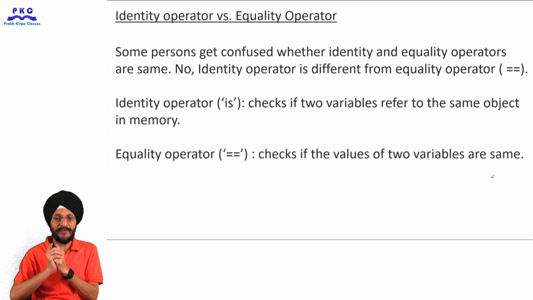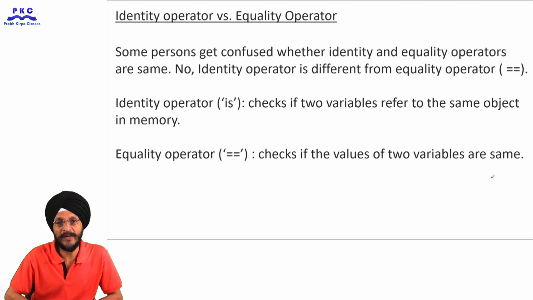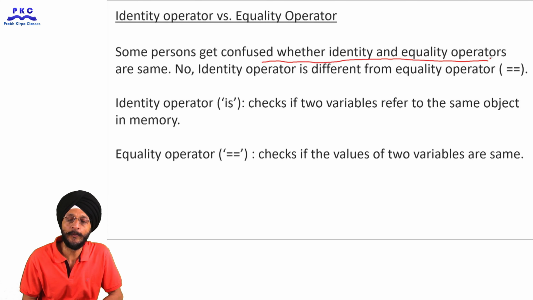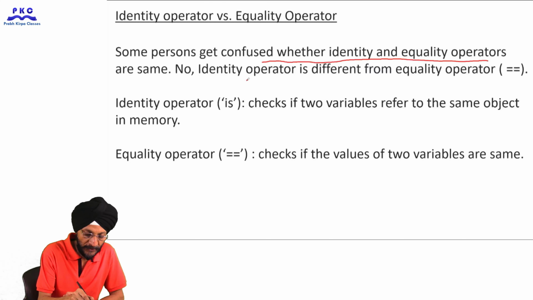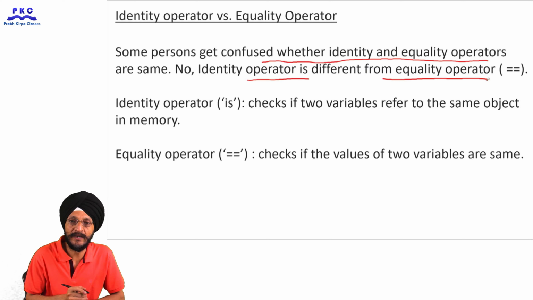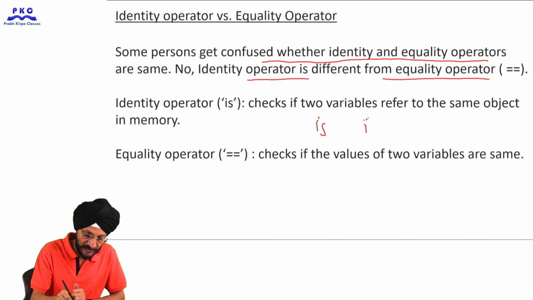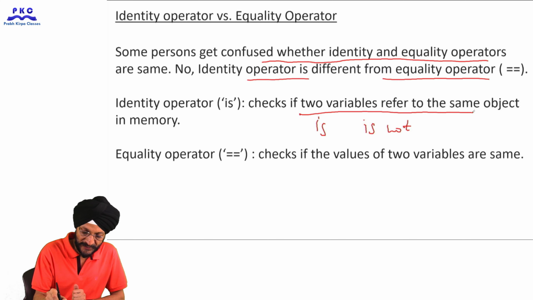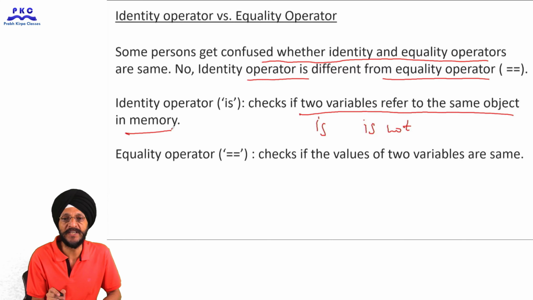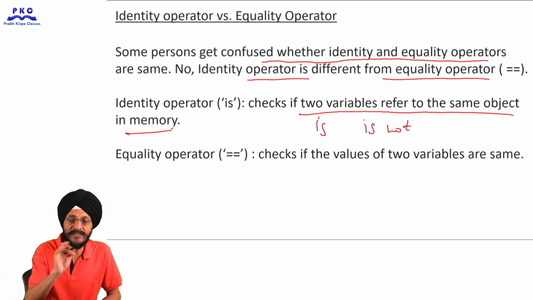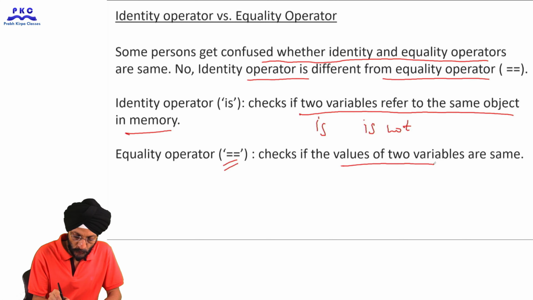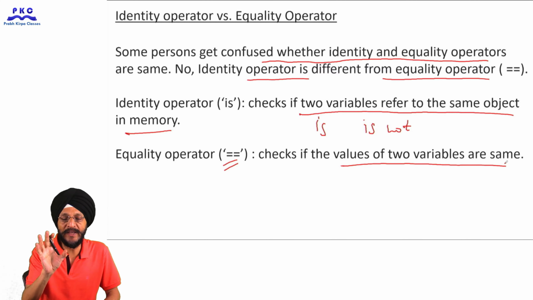Now we will understand the difference between identity operator and equality operator. Some persons get confused whether identity operator and equality operator are the same. The answer is no. Identity operator is different from equality operator. Identity operators are is and is not. Identity operator checks if two variables refer to the same object in memory. On the other side, equality operator, equals equals, checks if the values of the two variables are the same.